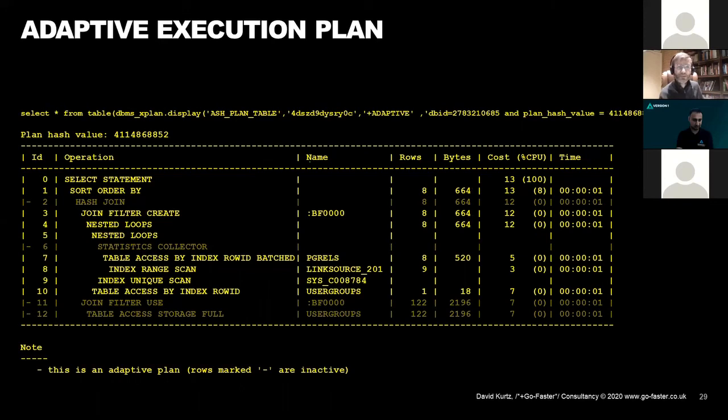And here's the other plan. And this is what it swaps between. On this occasion, it said, I'm not going to do hash join. We're going to do nested loop. And you've got lines 1 to 12 and lines here 1 to 10.